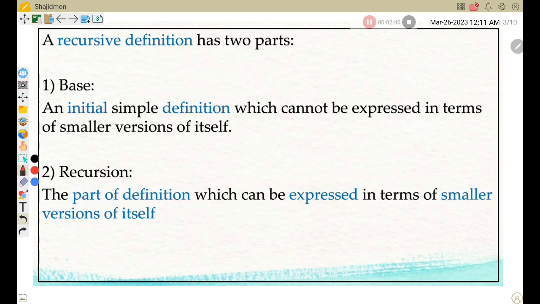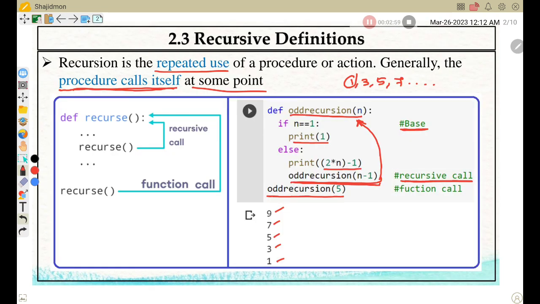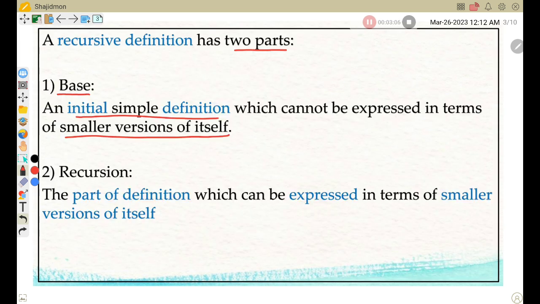Okay, now see, a recursive definition has two parts. What are the two parts? As I told, one base part is there. Base part means nothing but an initial simple definition which cannot be expressed in terms of a smaller version of itself. That means the first stage, as I told you, the base call, correct? It is the initial stage of that recursive definition.